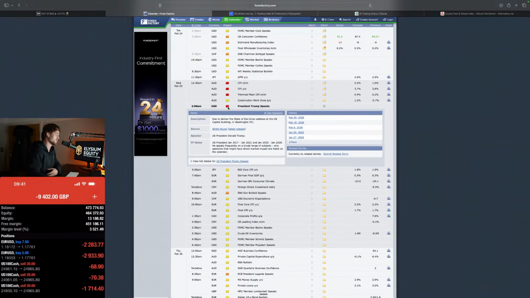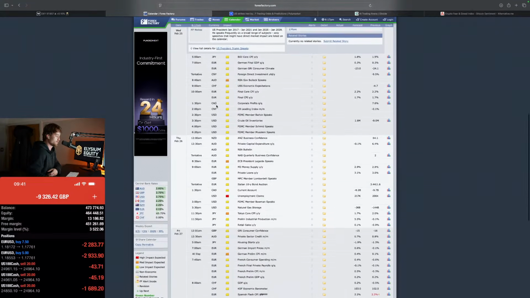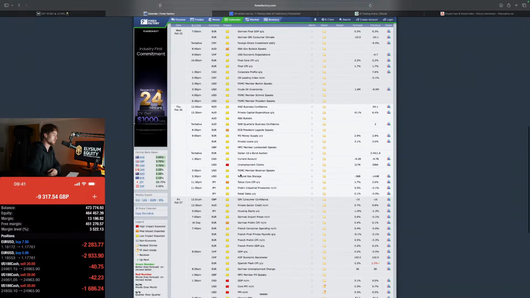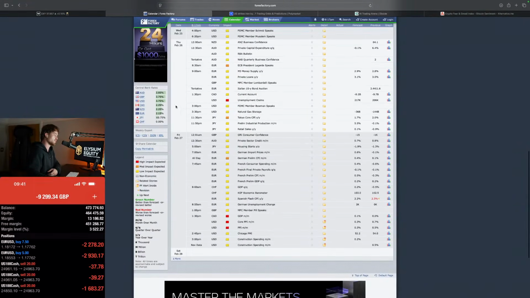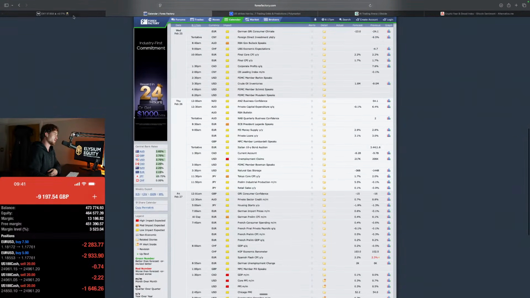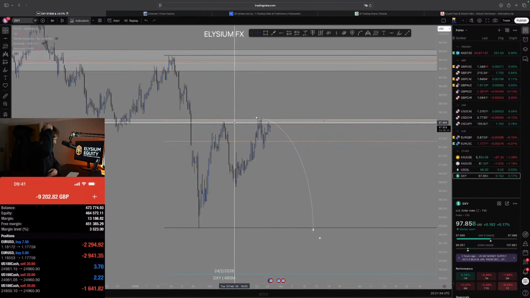It does say high impact, but I'm not sure how high impact it will be. Thursday unemployment claims, Friday PPI. So yeah, the real catalysts are Thursday and Friday. It's probably when we'll see the most movement. We've been banking on the dollar weakness, which for some reason it's not doing.